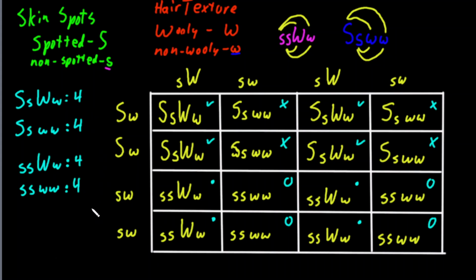Then I would look at what now, let's see, that would be a spotted woolly phenotype. Four of those. A spotted non-woolly, a non-spotted woolly, and a non-spotted non-woolly, again with 4 of each. And so we would write those down and include that data as well. All right, so that is how we do that. Let's do one more.